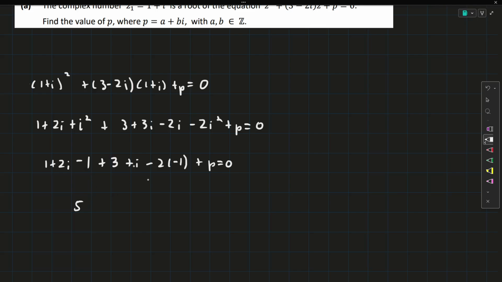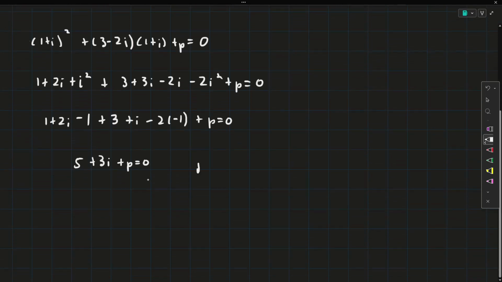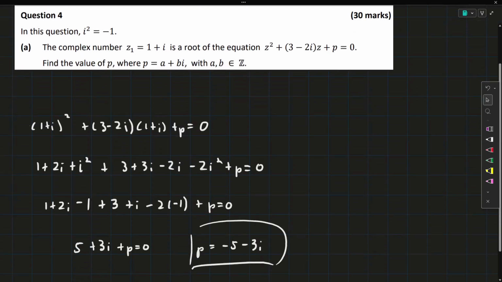Then you have 2i plus i over here. That'll give us 3i. Plus p equals 0. Then bring them to the other side, and we get that p is equal to −5 − 3i. And that's our answer in the form a + bi, where a and b are integers.